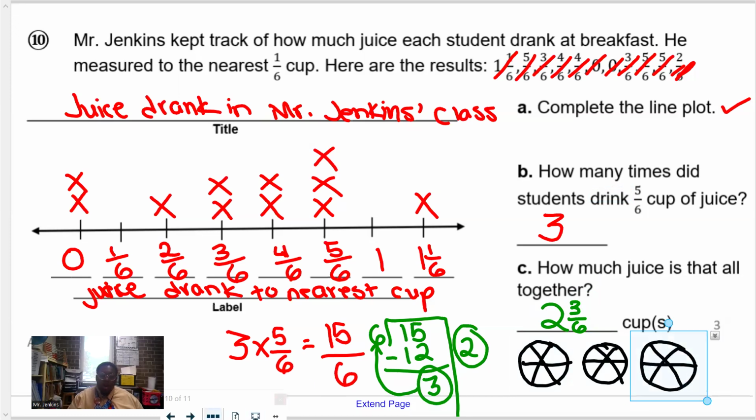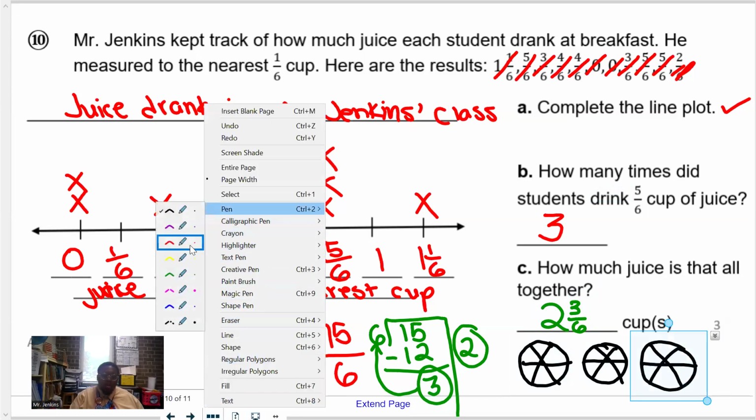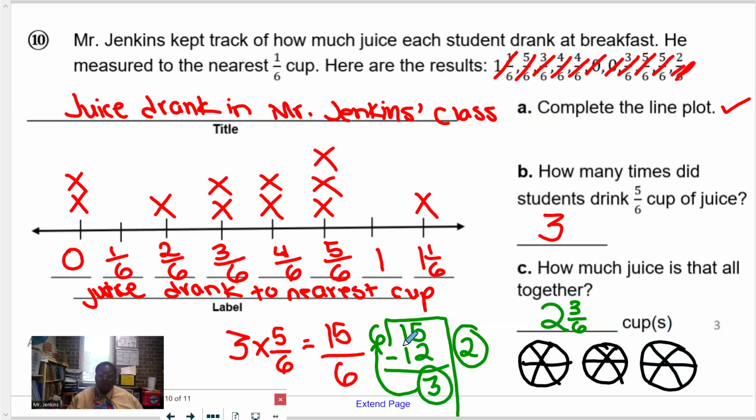And then I need to go ahead and shade in 15 of them. So that's 1, 2, 3, 4, 5, 6, 7, 8, 9, 10, 11, 12, 13, 14, 15. Now look at our drawing. I have 2 wholes shaded in, but then I have half of this circle shaded in. So another way we could write this would be 2 1/2. 2 wholes and a half.